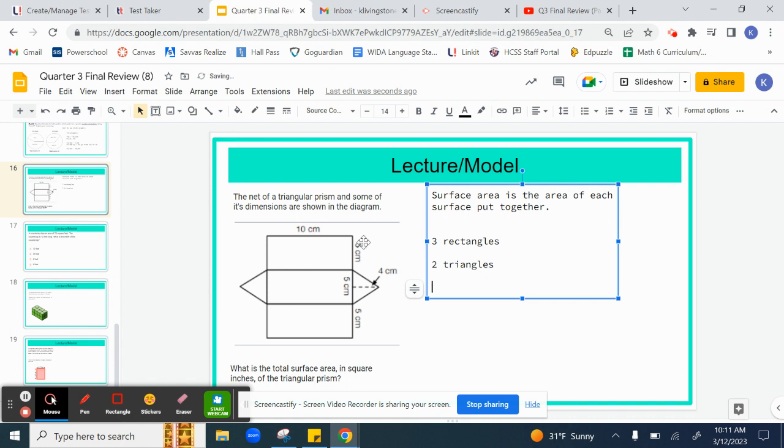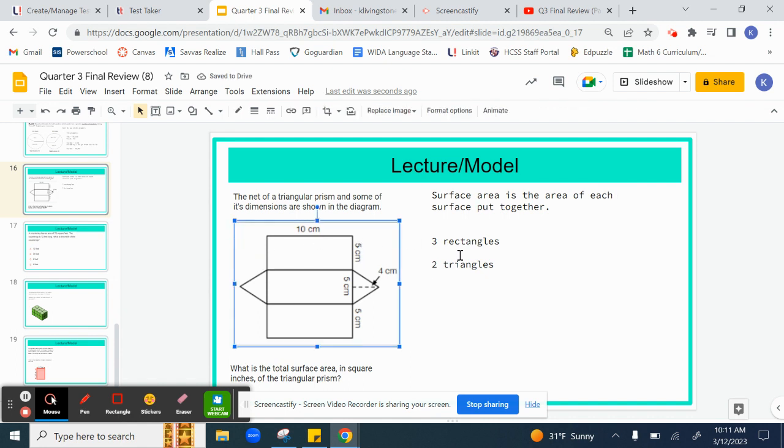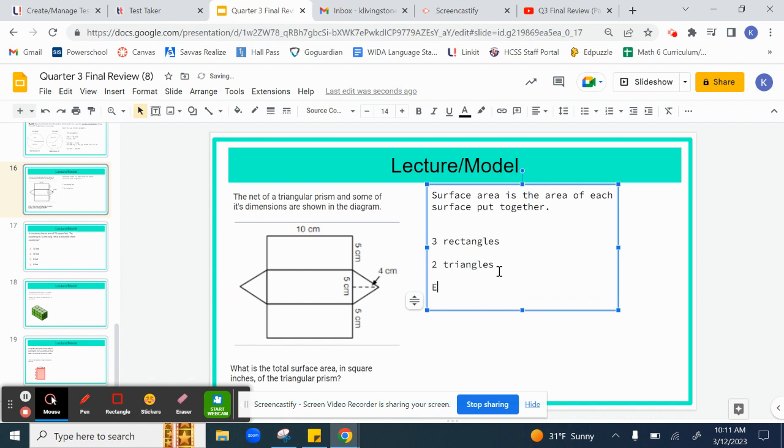All right. Each rectangle has a length and width of 5 and 10. Because this line here is 10 and this is 5. All of these lines are 10, and then this is 5 and this is 5. So each rectangle is 5 times 10, which is 50. So that means the total of the rectangles is 150 centimeters squared, because there's 3 of them. So 3 50s would be 150.